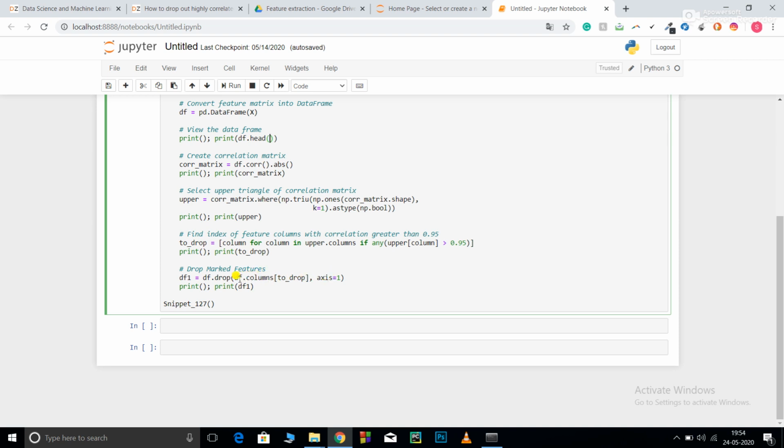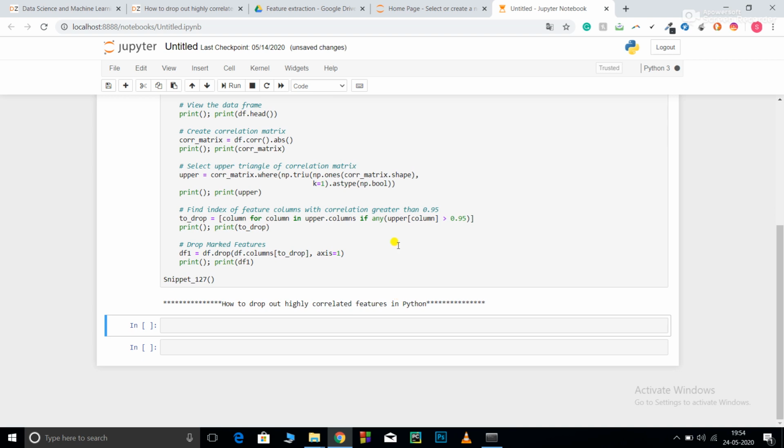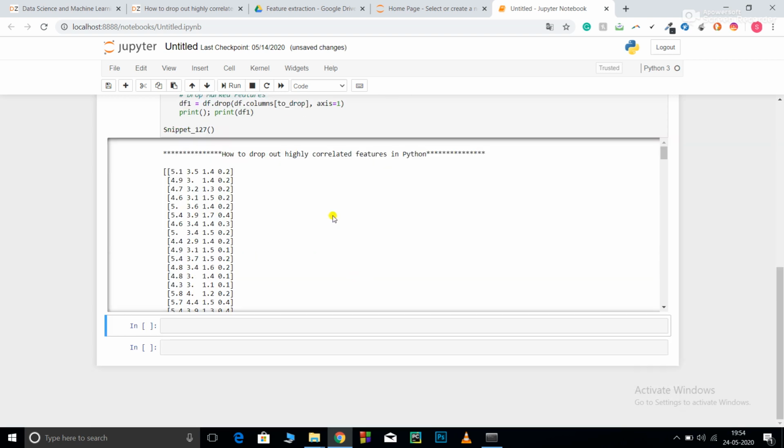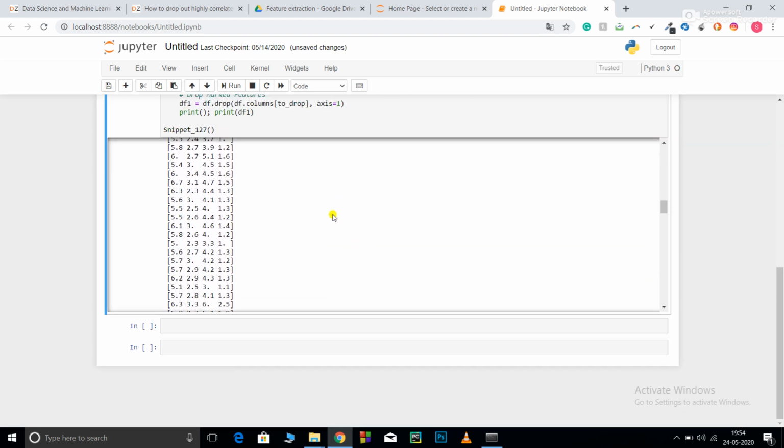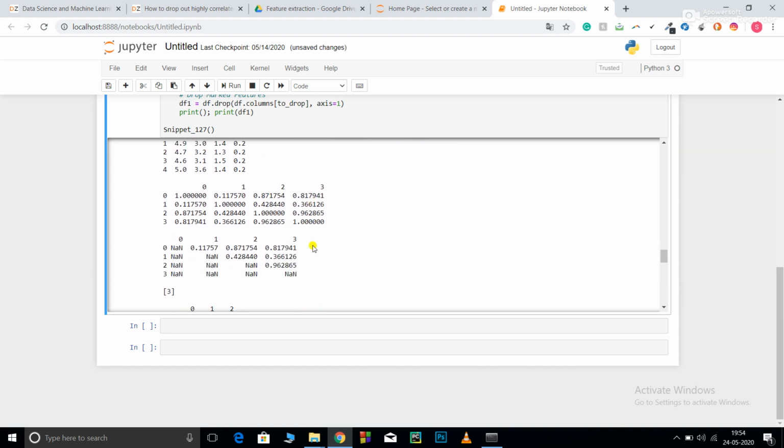This means go to my df columns and go to whatever the function is going to give me, the name, the number. So to_drop and axis equal to 1, and after that print df1. So let me run this for you. So this was my x, this was my y, this was after the conversion of the feature matrix into a pandas data frame.